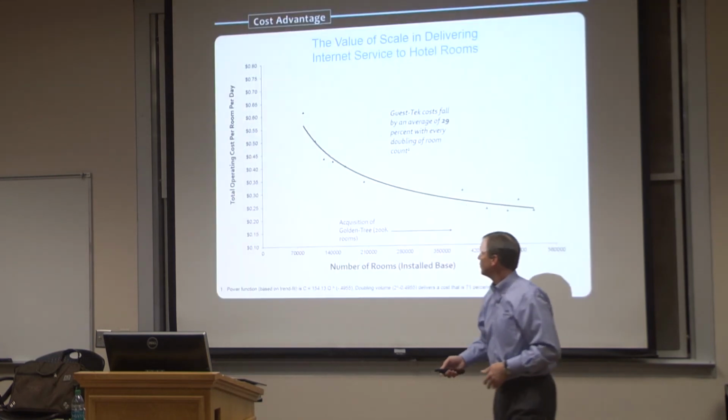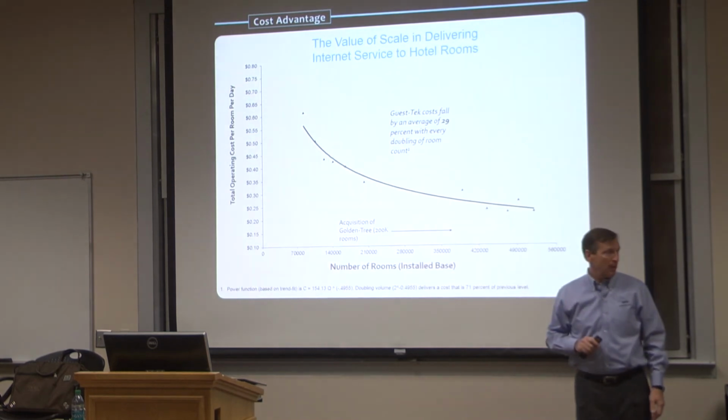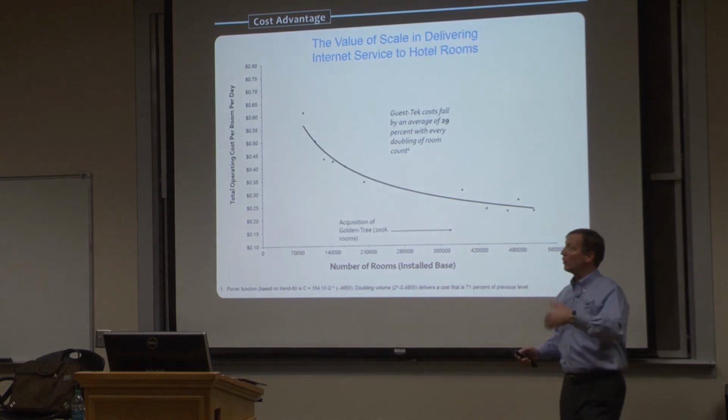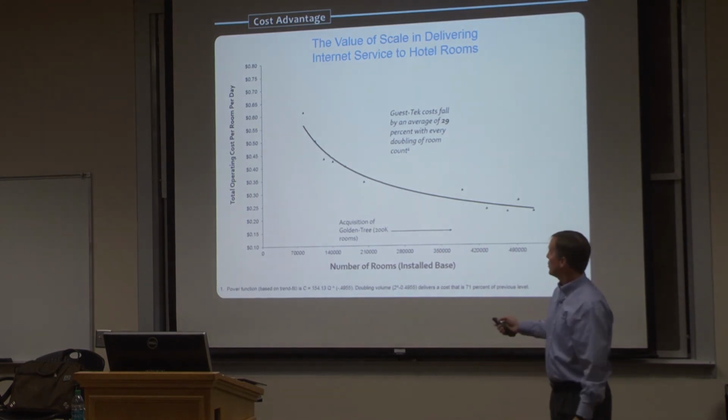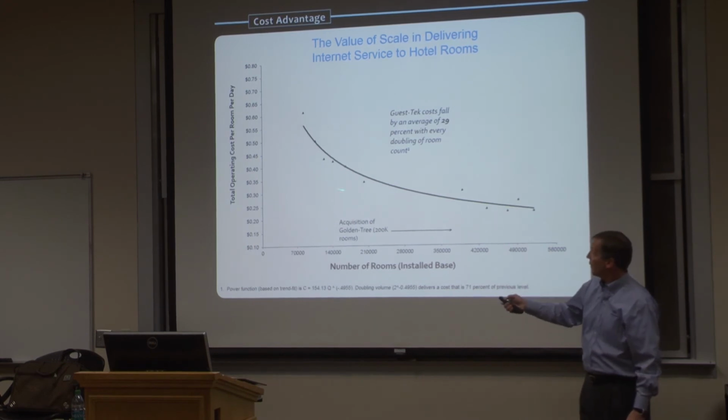Let me give you an example. So here we have total operating costs per room per day, which is a measure of cost per unit in the internet service provider business. So we've got Guest Tech, which is coming down this experience curve. This is their data right here. Then they acquire Golden Tree that has 200,000 rooms. So they jump from here out to here.